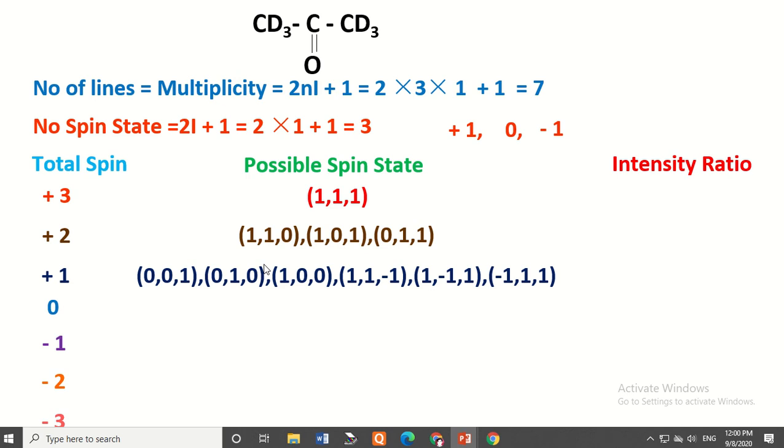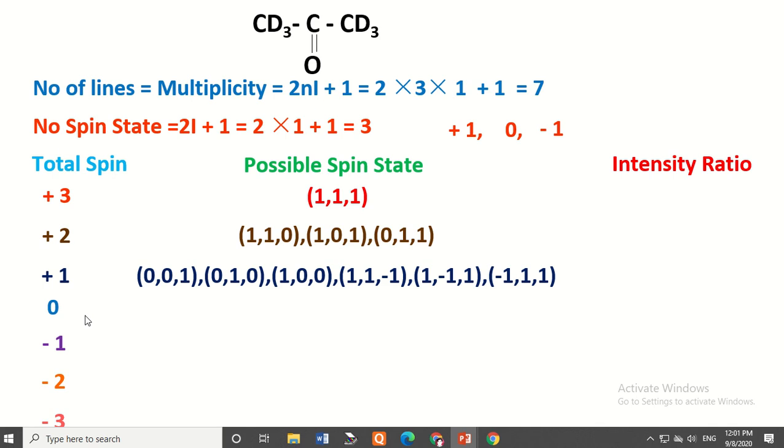Now, how many possibilities are there when the total spin is plus 1? Consider 0, 0, plus 1. The second possibility is 0, 1, 0. The third possibility is 1, 0, 0. The fourth possibility is 1 plus 1, that is 2, minus 1, which is plus 1. Therefore, plus 1, minus 1, plus 1 also gives total spin plus 1. Minus 1, plus 1, plus 1 is also total spin plus 1. Therefore, there are 6 possibilities.